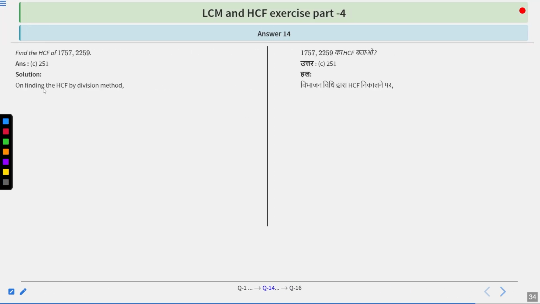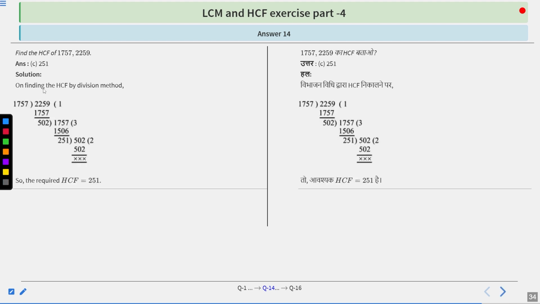Now, we are going to use the division method of HCF. We will divide the greater number, 2259, by the smaller number, 1757. The quotient is 1 and the remainder is 502. Now we will divide the previous divisor, 1757, by 502. 502 times 3 is 1506. We get 251 as the remainder.